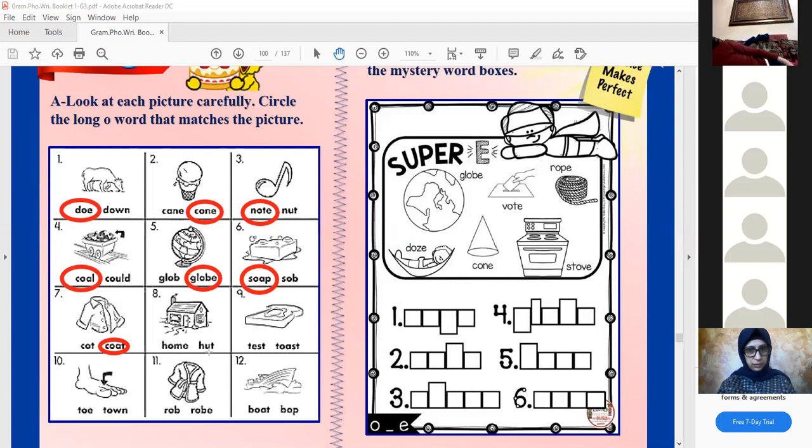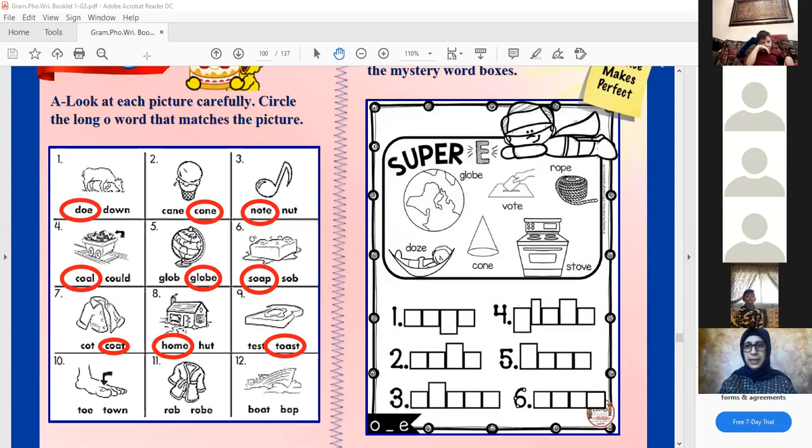Home. Bravo. Which one has the long O? Home. Thank you. Bravo, miss. Number nine. Toast. Bravo. Toast, yes. Thank you. Wow, Tala. You nailed it, miss. Excellent. Yalla, I will ask now Asil. Mute yourself, Tala, please.